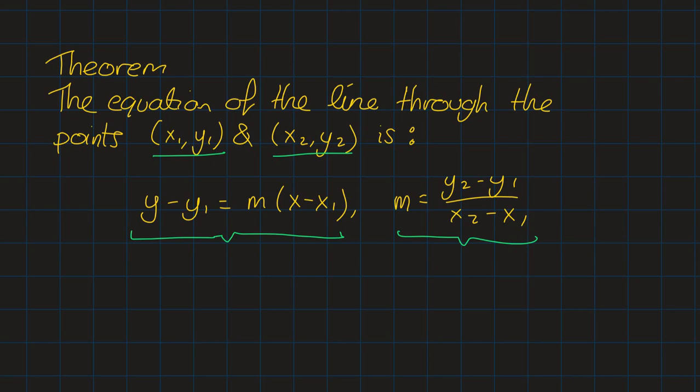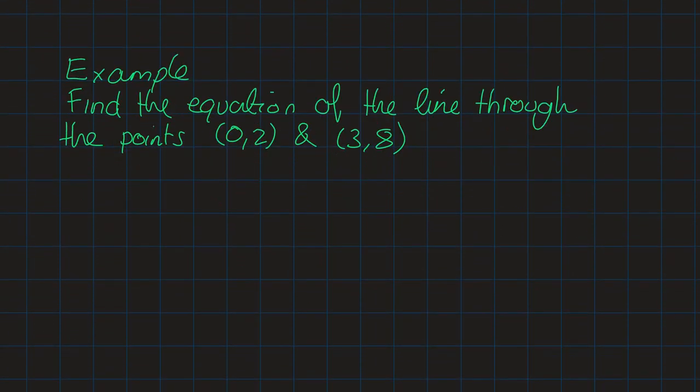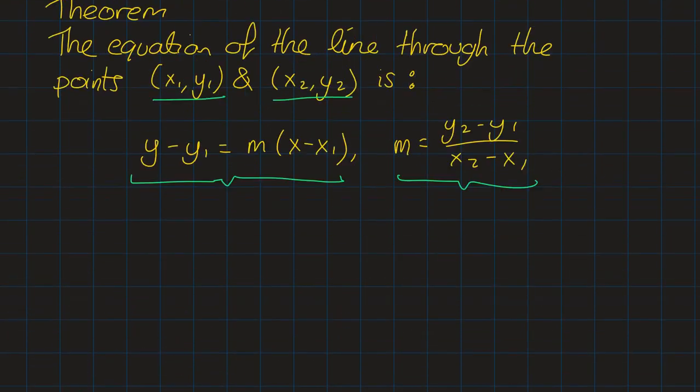This is a very important theorem because it lets you calculate the equation of a line if you only have 2 points. So let's go straight into an example of this theorem. This example simply says find the equation of the line through the points 0, 2 and 3, 8. So you let 0, 2 be the point x1, y1 and 3, 8 be the point x2, y2. It didn't actually matter which way round. I could have done these the other way around as well. It doesn't matter.